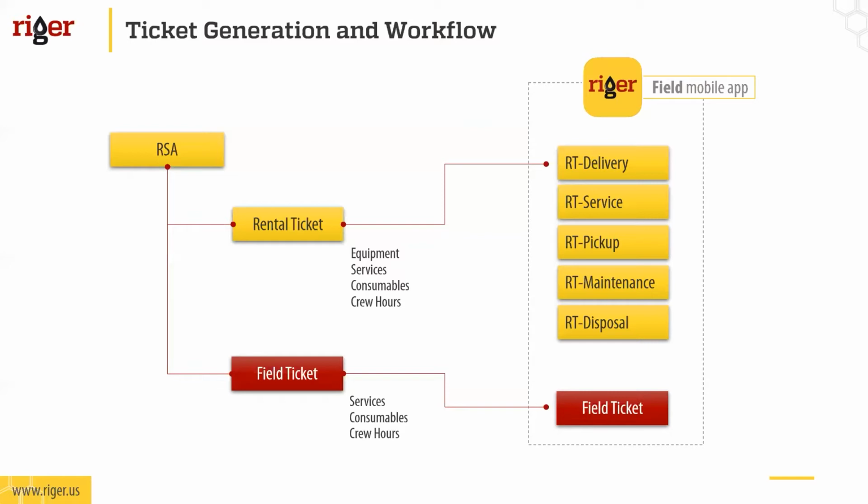On the other hand, we have the field ticket, which is a standalone document. It does not have specific types. It's just a single document, which has a main intent for service provision. So in the cases where you do not require rental equipment deployment to a client location, you just need to create a ticket and log the service provision. In most cases, you'd be better off to use the mobile field ticket. Let's go to the next slide and see.